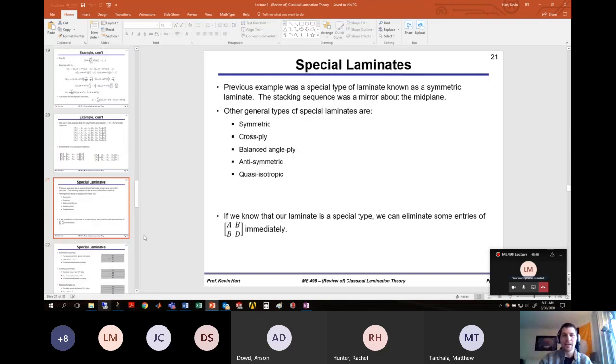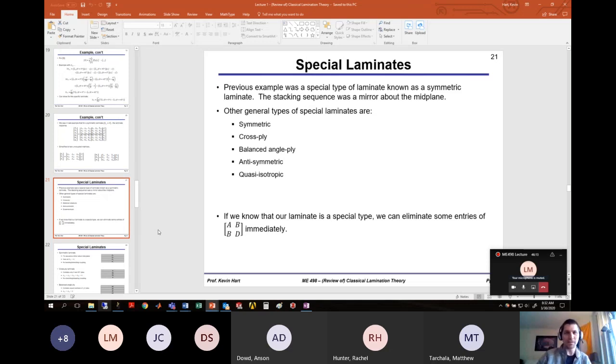So we saw with this symmetric layup some special things happening, namely in this particular situation that the Bij matrix was 0. Because we could identify that this laminate was symmetric, and we know that all symmetric laminates have Bij equal to 0, we can really simplify our calculations going forward, cut down on calculation time, and generally understand physically what's going to happen with our laminate a little bit better.